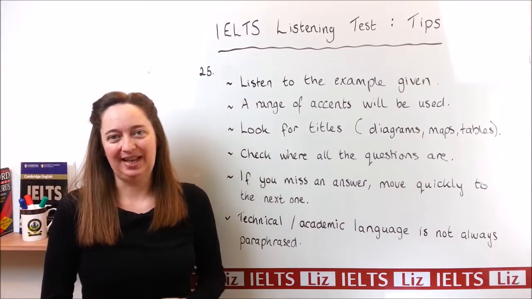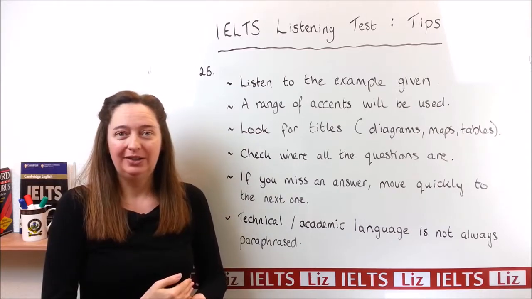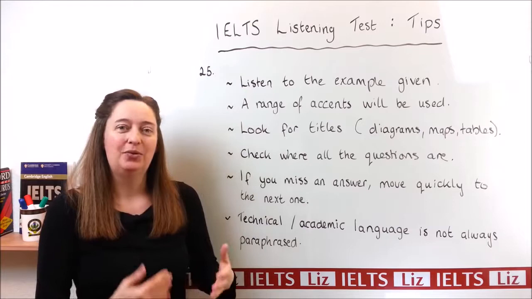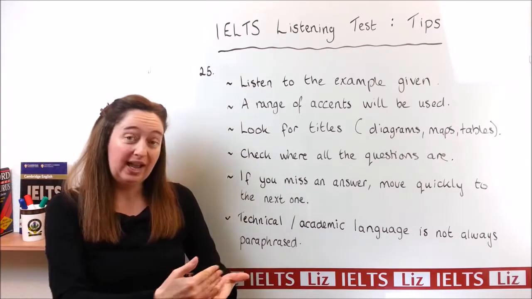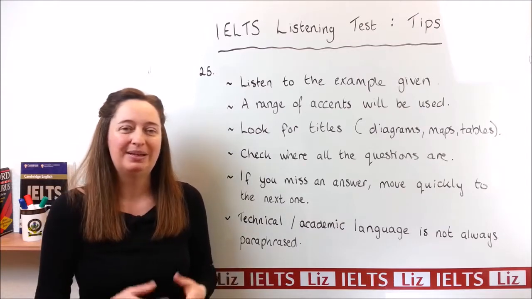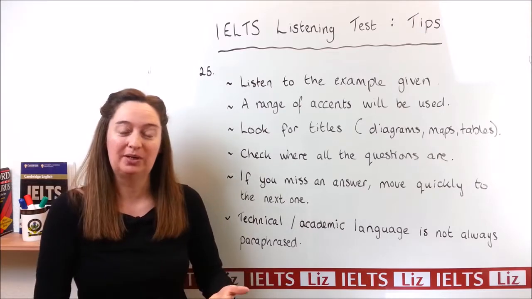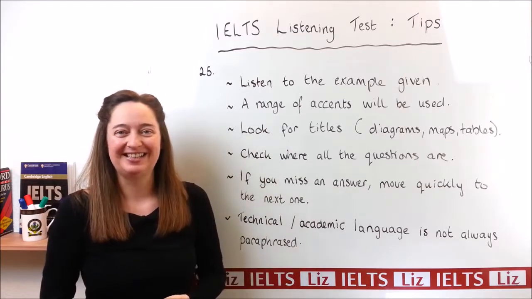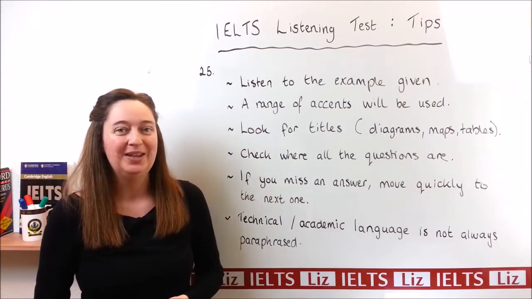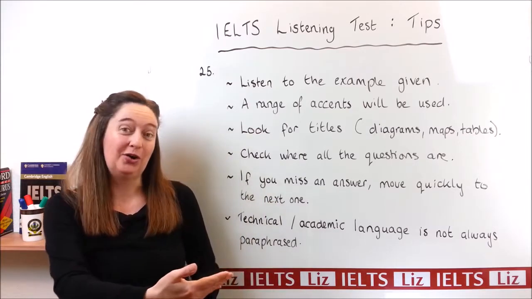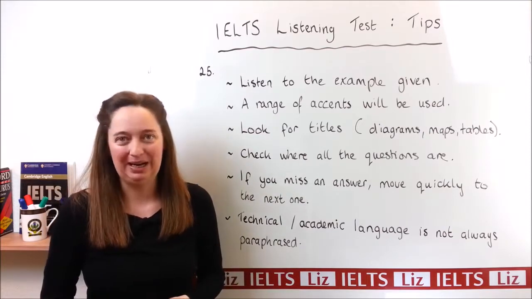The next one, and this is very important, check where all the questions are. Now, IELTS will say, you now have time to prepare for questions 1 to question 7. So that means you know that you're going to get 7 questions. Make sure you check where the 7 questions are, because I have seen students who only prepared 6 questions because they didn't realise that question 7 was on the other side of the paper. So make sure that your questions are on one side, or maybe you need to turn over and look at the next page as well.